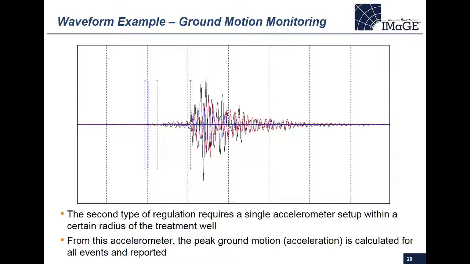So now I'll switch up a bit and talk about the other type of monitoring, where maybe it's only required to have a single accelerometer out there. And this is more to just get the absolute ground motion value or acceleration value. And so from this, we're only going to have one trace of data. And an example of that is here.